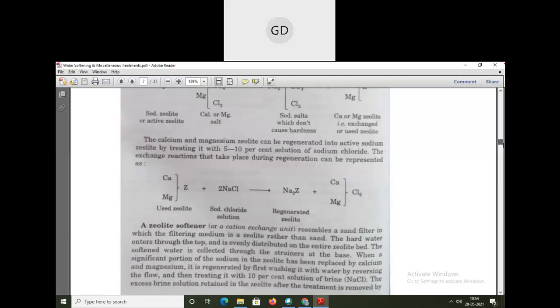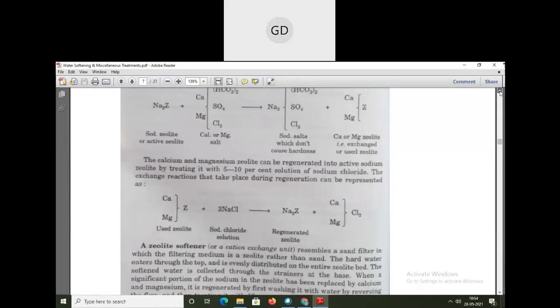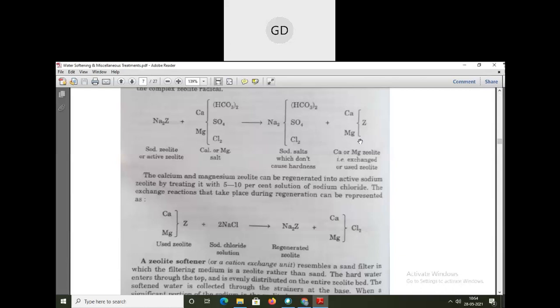Then in this chemical reaction, the calcium and magnesium zeolites are formed. When this is formed, it can be regenerated into active sodium zeolites. When you treat this zeolite with a 5 to 10% solution of sodium chloride, so when you add the sodium chloride solution to the calcium or magnesium zeolites, you will be getting some active sodium zeolite. So that is a regenerated form.